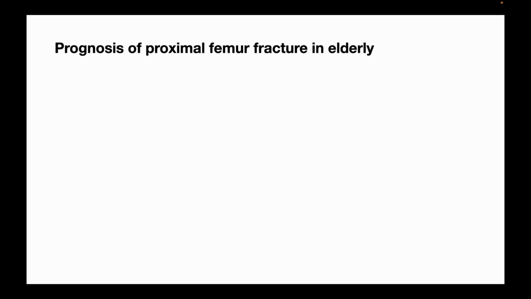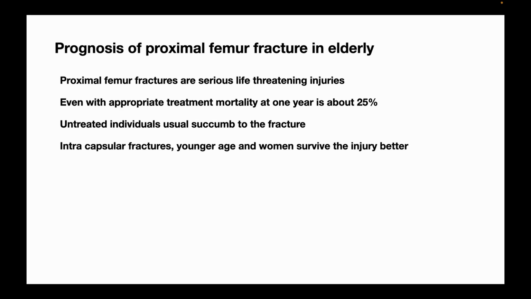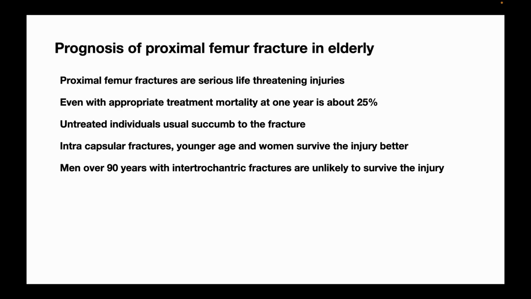Now, a note on the prognosis of proximal femoral fractures in elderly, especially above 80 years. The proximal femoral fractures are serious life-threatening injuries. Even with appropriate treatment, it carries about a 25% mortality rate in the first year after the fracture. Untreated individuals usually succumb to the injury. Intracapsular fractures, younger age and women fare better. Men over 90 years with intertrochantric fracture are unlikely to survive the injury.